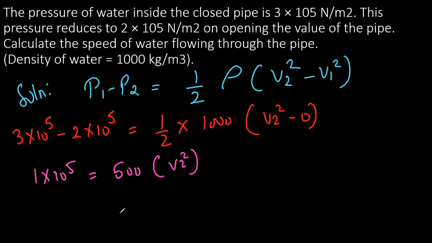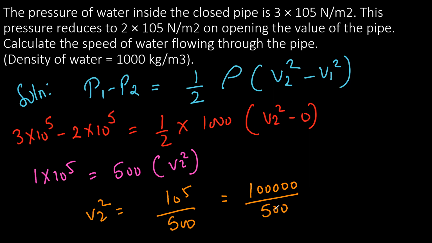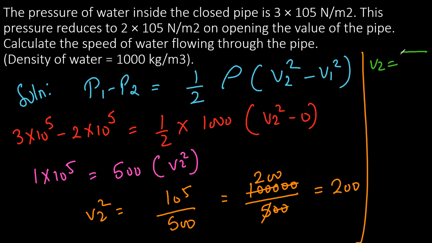So what is V2 square? V2 square is 10 raised to 5 divided by 500. Just check it, the zeros need to be cancelled. Before taking the square root, 5 ones are 5, and 5 twos are 10, so it is 200. So V2 square is 200. If I want to find V2, V2 is the square root of 200. If I use a log table, it is 14.14 meter per second.